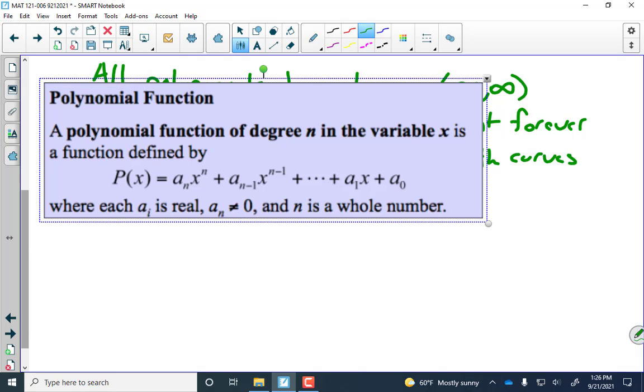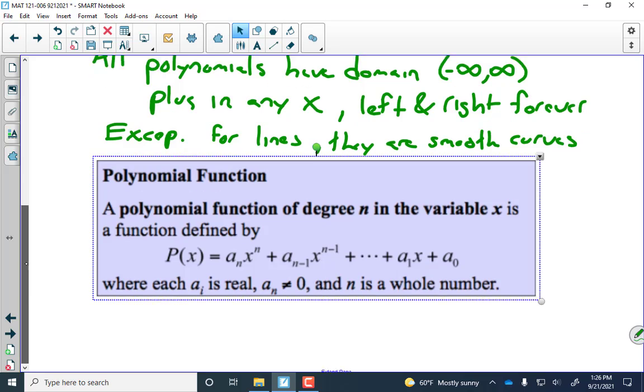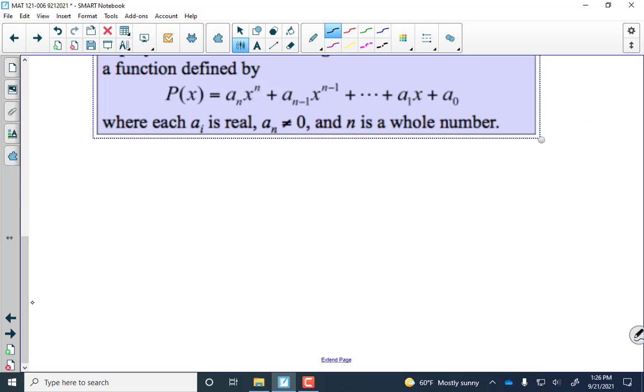Hey, what's a polynomial? Well, I'll tell you what a polynomial is. It's quite simply a polynomial function of degree n, and the variable x is a function defined by p of x equals a sub n x to the nth power plus a sub n minus 1 x to the n minus 1 power plus ellipsis plus a sub 1 x plus a sub 0, where each a sub i is a real, a sub n doesn't equal 0, and n is a whole number. Of course that's what a polynomial is. And since that's clear to us, we'll move on. No, that's annoying. So let's talk about what that means, everyone.